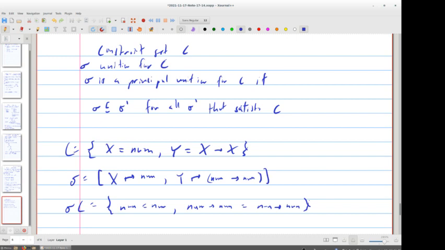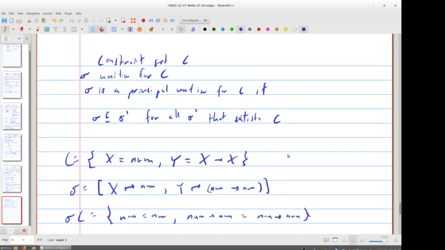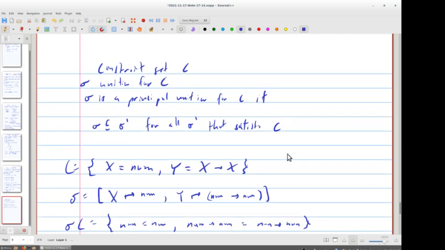Now I guess what we can do for the rest of the time is look at the unification algorithm. The idea is that you're given a constraint set as the input to the algorithm, and the output should be the principal unifier for the constraint set, if it exists. Actually, maybe we should just look at more examples of constraint sets. That might be helpful.